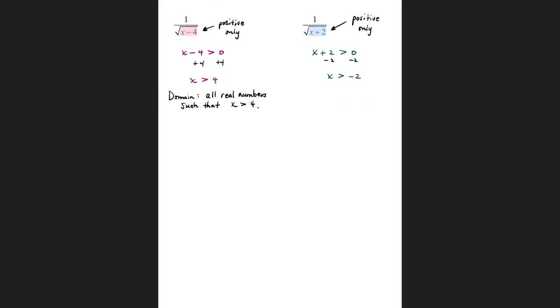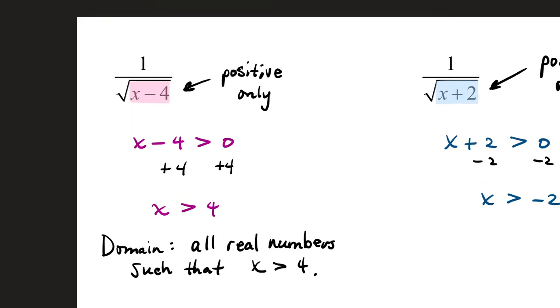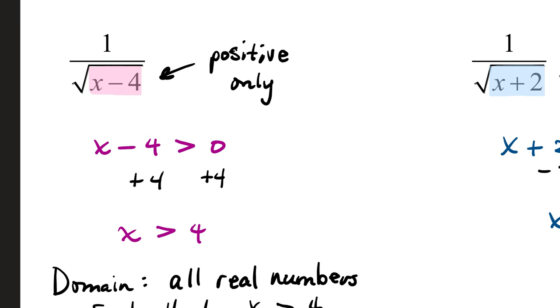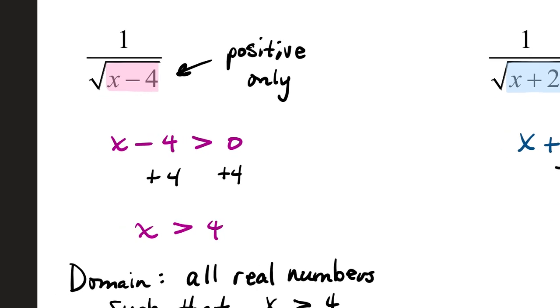Now, when we get ready to do combinations, you will run into square roots that are in the denominator. 1 divided by the square root of x − 4. Because that's a square root, x − 4 can be positive or 0. But the moment it also goes into a denominator, you have to remove the possibility of being 0. So if you can only be positive, the mathematical way to say that is x − 4 has to be strictly greater than 0.